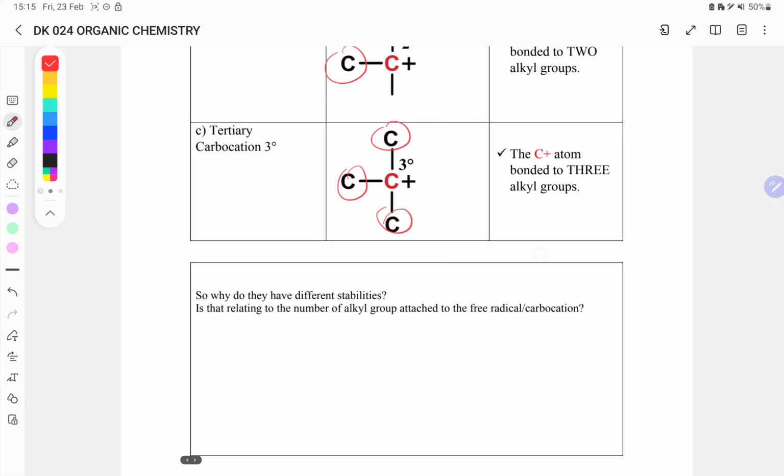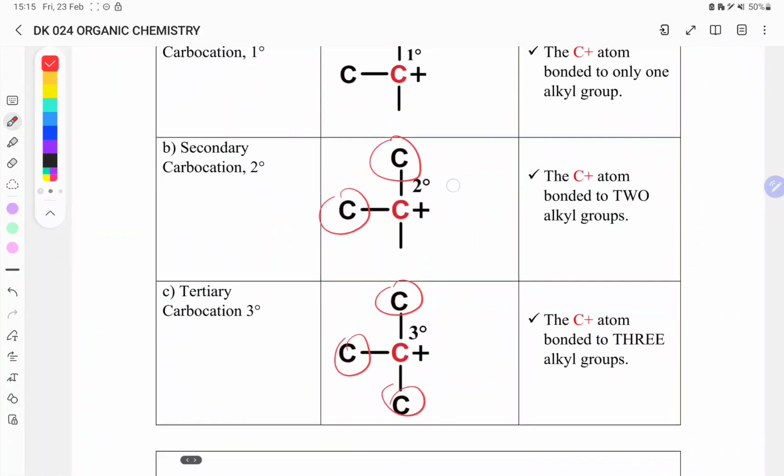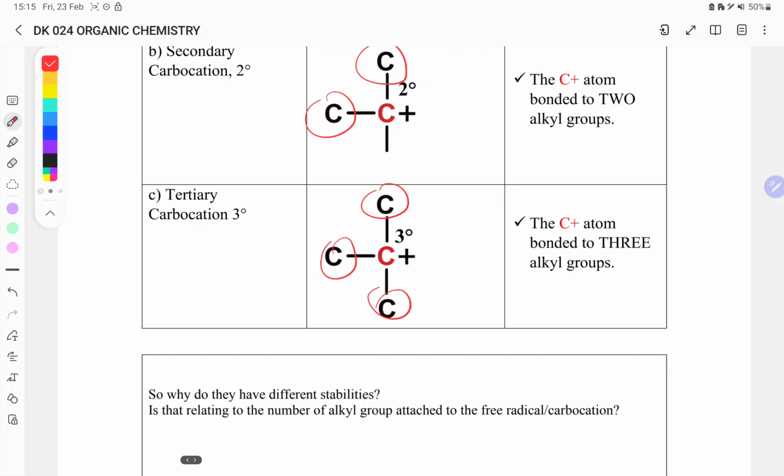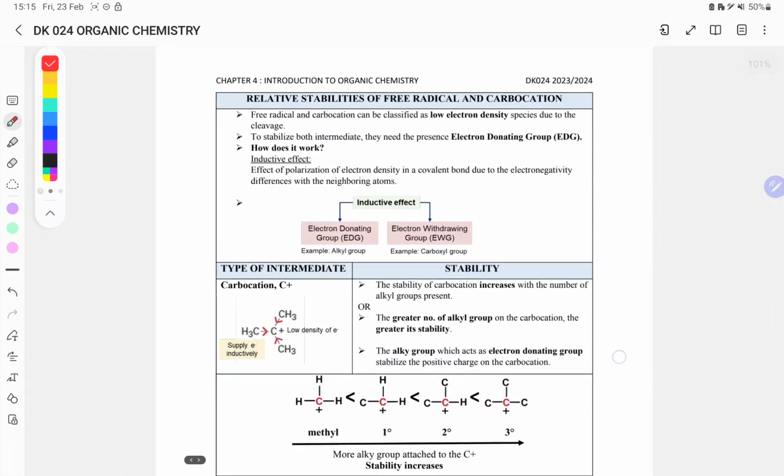Okay. So if we look here, we have 3 types. And for all three types of free radical, carbocation and carbanion, they all have different stability. The intermediate has its stability. The more stable it is, the easier the intermediate is to form. If it is easier to form, the faster the reaction can occur. Okay? Because we look at it this way. Now this is the relative stability.